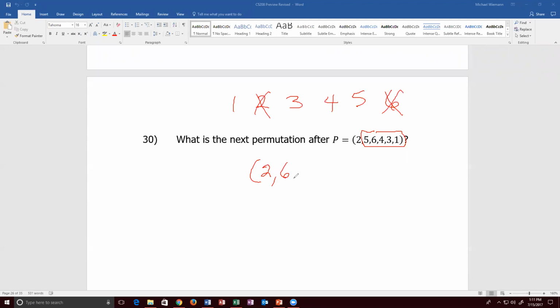Now I've got to create, out of the remaining digits, the smallest number that can be formed with the remaining digits in this permutation. And so I end up with 1, 3, 4, and 5, utilizing the digits that were not used. Again, the 1, 3, 4, and 5 were not used, as the next permutation, completing number 30.